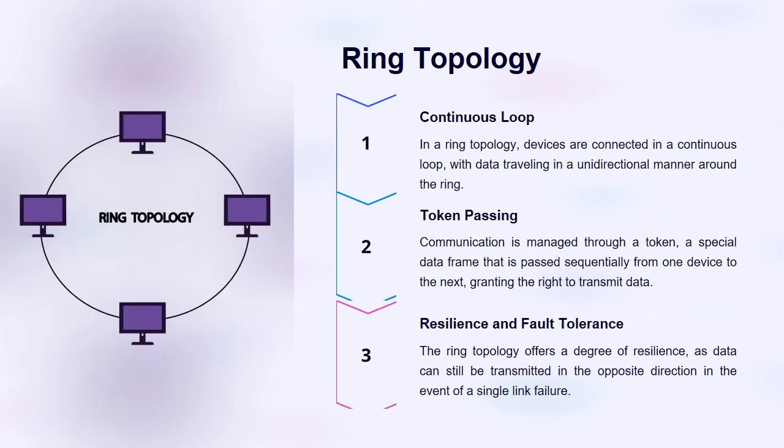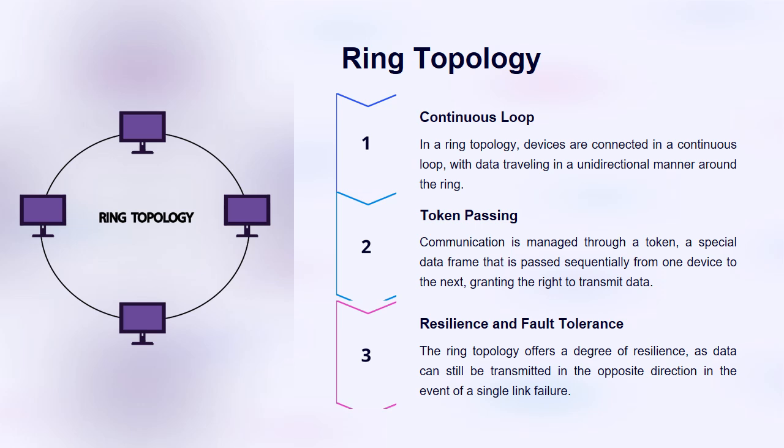Next is ring topology. Continuous loop. In a ring topology, devices are connected in a continuous loop with data traveling in a unidirectional manner around the ring, as you can see in the diagram also. Communication is managed through a token, a special data frame that is passed sequentially from one device to the next, granting the right to transmit the data. Step by step, the data will flow.